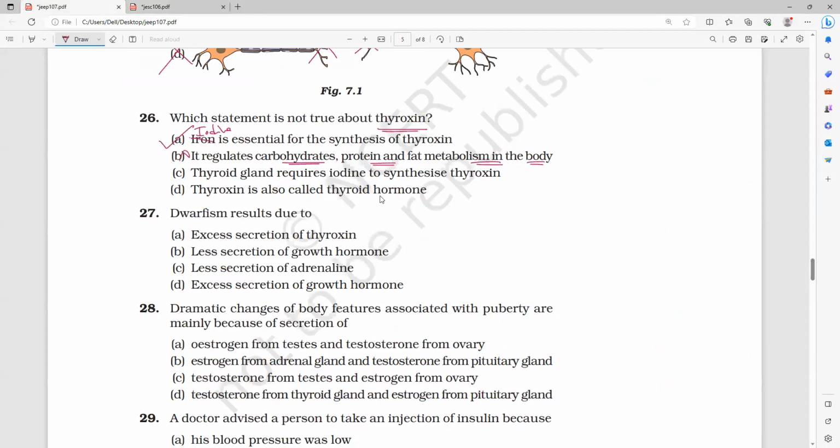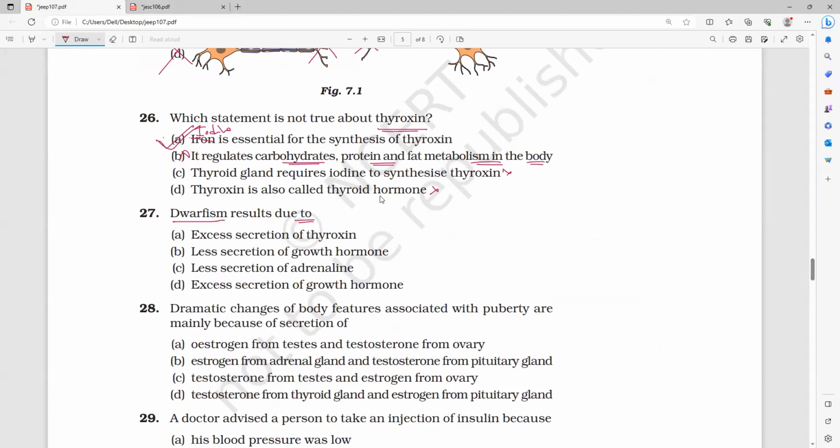So it is right. Next, the thyroid gland requires iodine for synthesis. Yes. Next, thyroxine is also called thyroid hormone. So which is the wrong one? Option A.